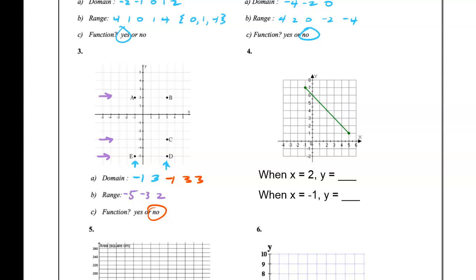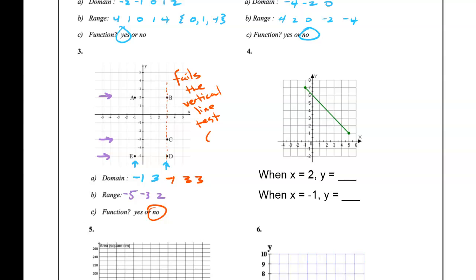On a picture, a lot of times people do the vertical line test. And if you hold the line straight up and down, if it goes through more than one point, it's not a function. So if the x values are the same, then it's not a function. Yeah, if you have duplicate x values that have different answers.